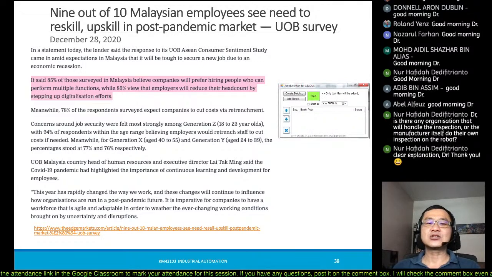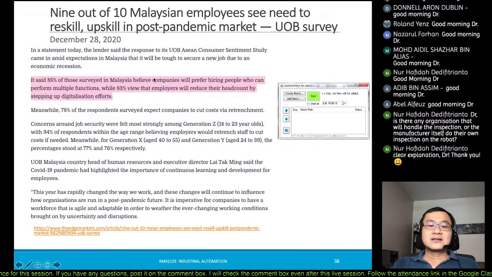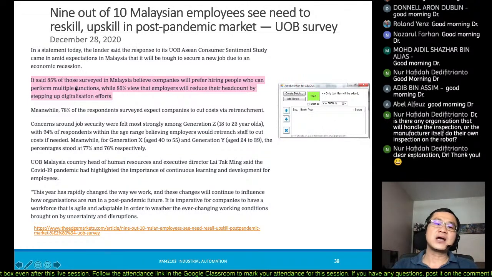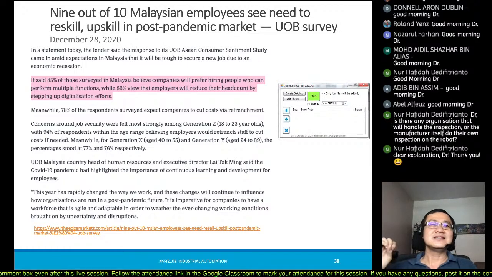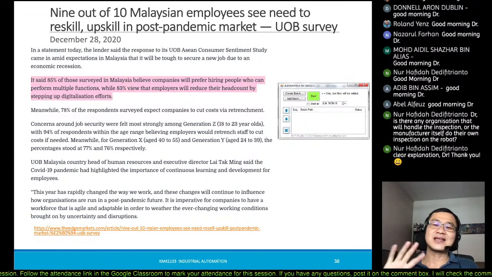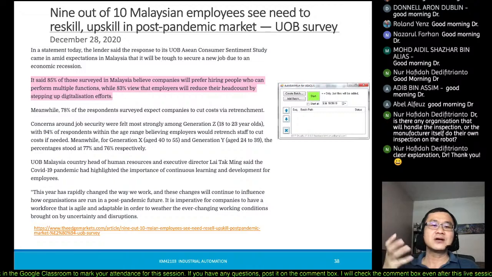So there is a need for it, because in the survey 80% believe that companies will prefer hiring people who can perform multiple functions. Again, this is the reason why you need to reskill and upskill. Also, 83% of the employers said they will reduce their headcount by stepping up digital efforts. When they transform into digital effort, it means your job is no longer essential, right? So when it's not essential, then they can slowly phase it out. So reskill and upskill is very important.